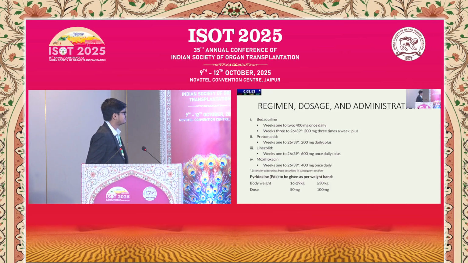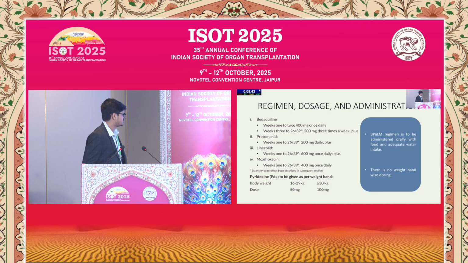These are the regimen. Bedaquiline usually 400 mg once a day. If after 2 weeks, we go ahead with 200 mg 3 times a week. Pretomanid dose is 200 milligram per day. Linezolid, we all know, 600 mg once a day. Moxifloxacin 400 once a day.